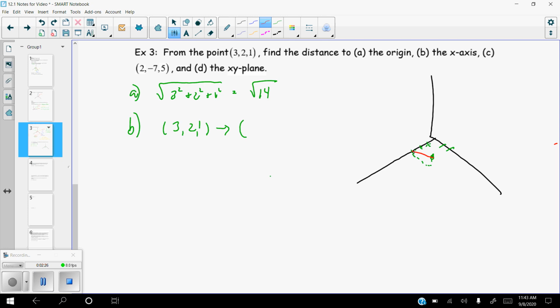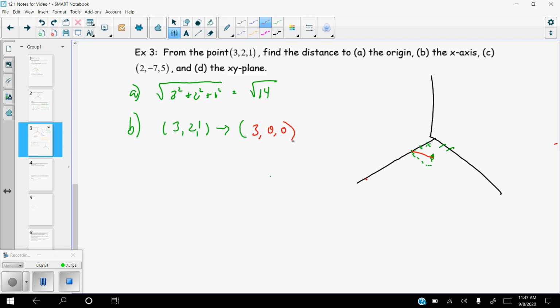You're not going to go at an angle. I'm not going to go from that point to the origin. I'm not going to go from that point way out here. That doesn't make any sense. I'm going to go as quickly as I can. So really, I'm going to the point 3, 0, 0. So I'm going from the point 3, 2, 1 to the point 3, 0, 0. It is the closest way to do it.